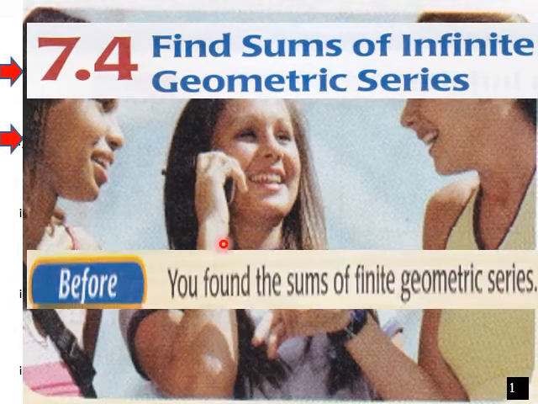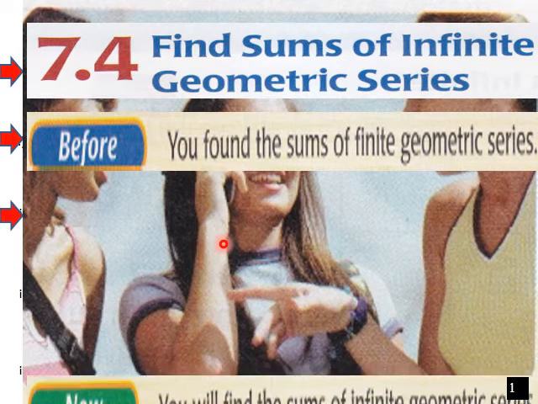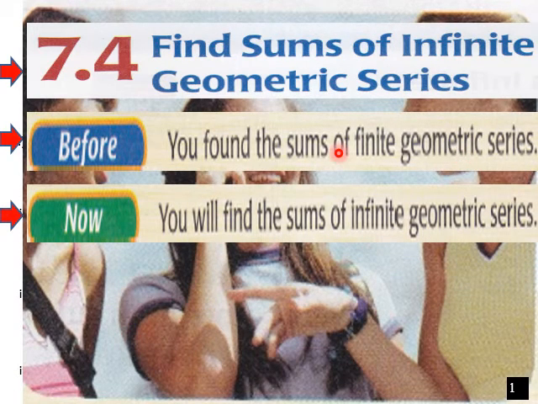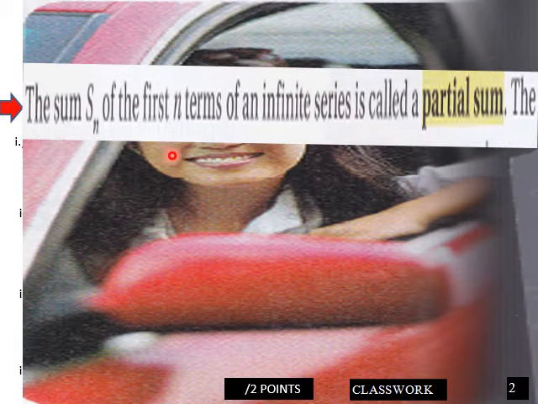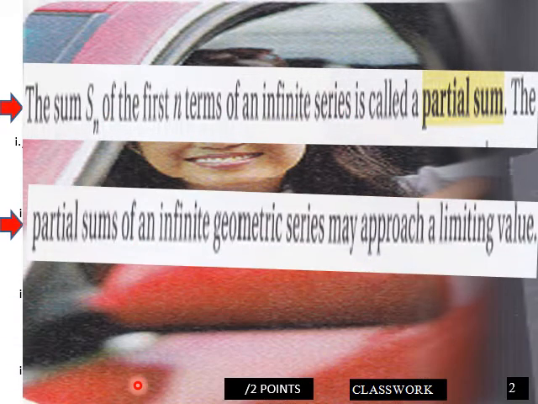Okay, find sums of infinite geometric series. You found the sums of finite geometric series. Now we're going to find them for infinite geometric series. The sum, Sn, of the first n terms of an infinite series is called a partial sum. The partial sum of an infinite geometric series may have a limiting value.